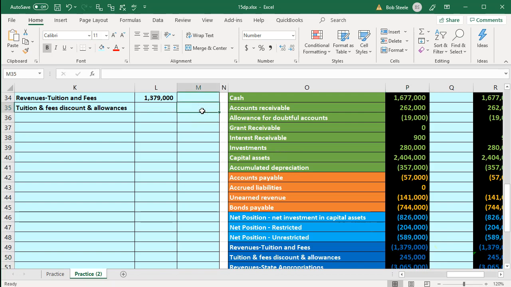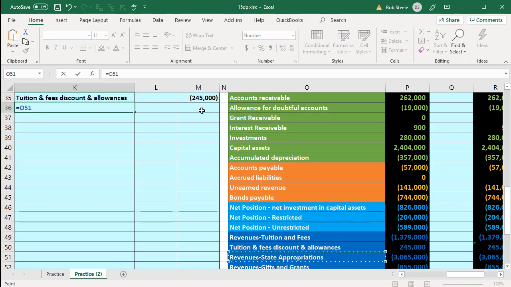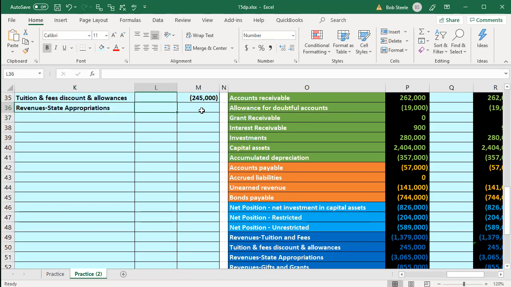So we're going to be in cell M35. Within M35, I'm going to say negative of that number, the 245,000, and enter. And then we're just going to go straight down the line here. The next one is going to be the revenue state appropriations, and it has a credit balance. We're going to go ahead and debit it to make it go down. So we're in L36. I'm going to say negative of the revenue state appropriations and enter. And then we're just going to keep rolling down here.